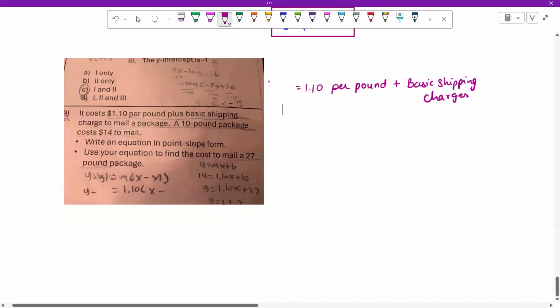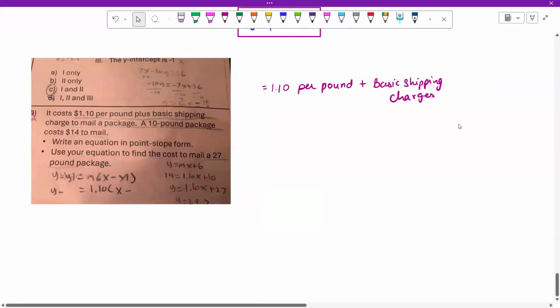Let me make it a little smaller or shift it a little. Yeah.